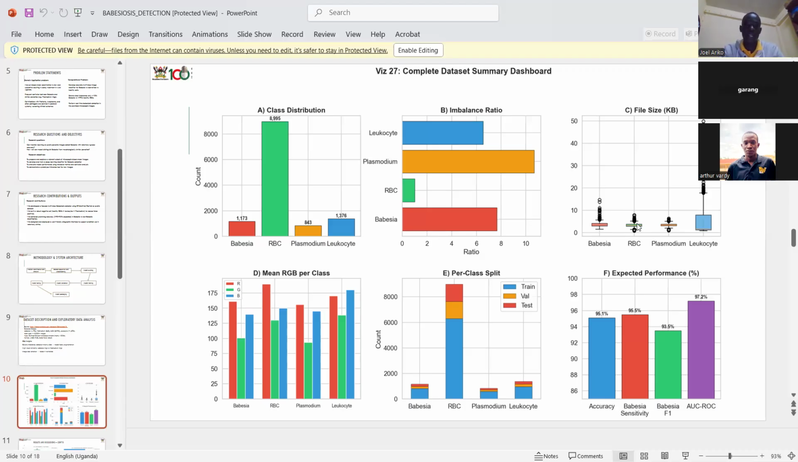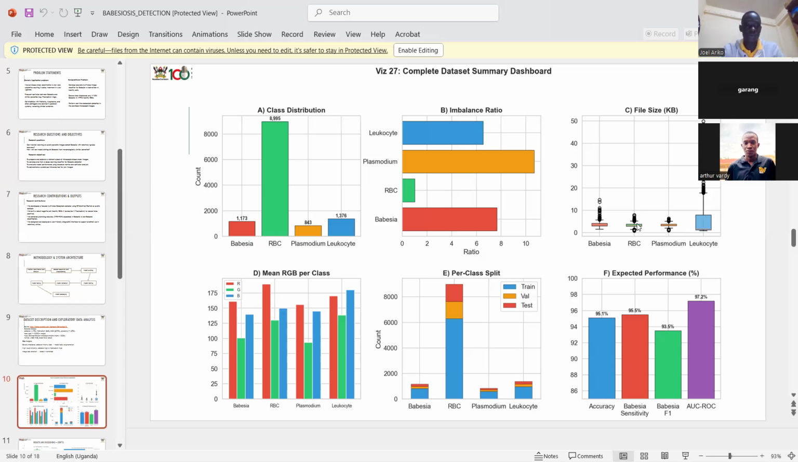Then we have the imbalance ratio. Here it helps us to detect which class is the rarest. For example, here you're seeing RBC as the rarest class due to the imbalance. Then the file size of the data sets. Every data set, for example Babesia, has its own file size. For example, images can be maybe 1 KB, 4 KB, and so on. So we have to detect all this in order to match them properly and fight these anomalies.